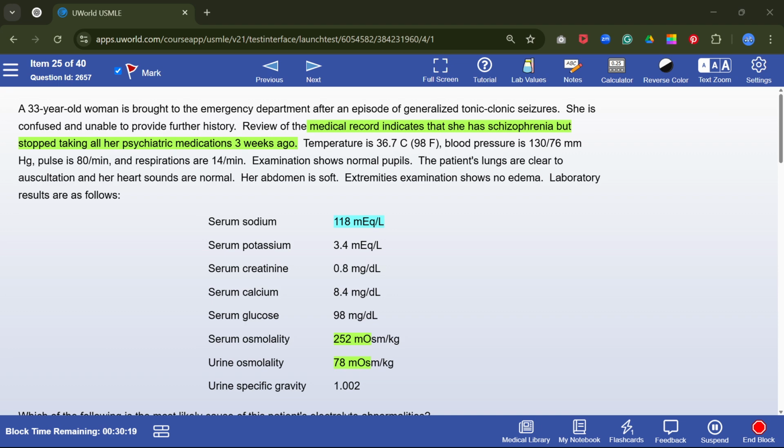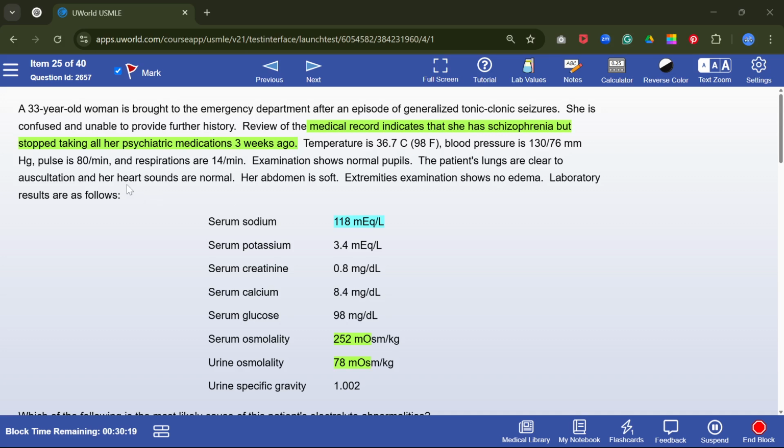Today I would like to talk about the approach to hyponatremia. Okay, look at this: a 33-year-old woman comes to you with a generalized tonic-clonic seizure. Sodium is low, and we know sodium is important for the CNS. So low sodium, hyponatremia, causes CNS features like a generalized tonic-clonic seizure.